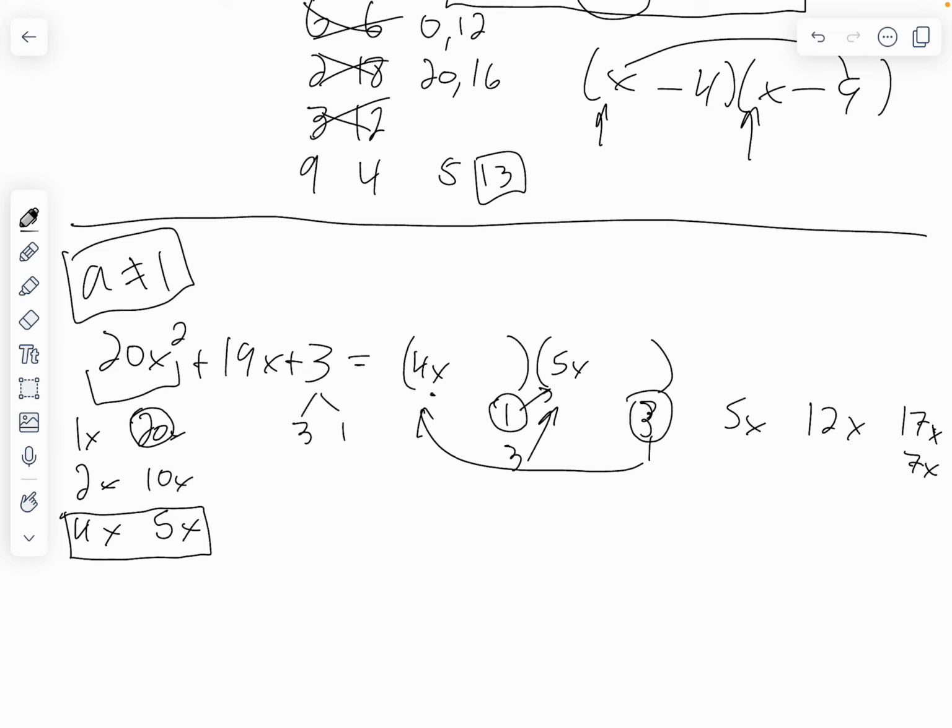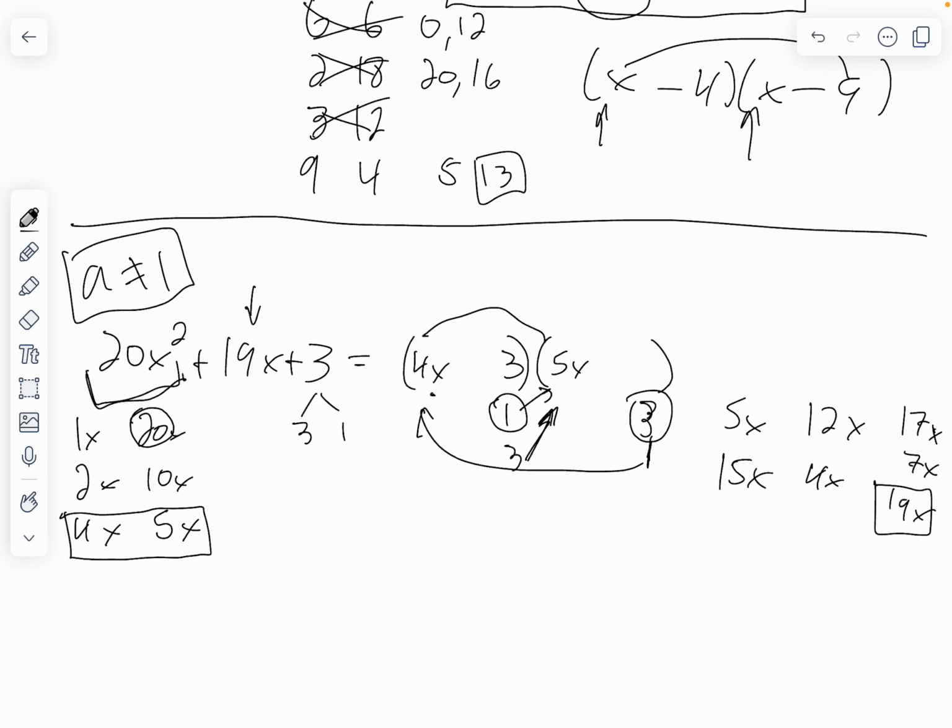I don't want that though. I want 19x when I do the inside and outside terms. The other one gives me a 15x. That's 3 times 5 here. And the 1 times 4 gives me a 4x. Here we have a winner. That'll make 19x, right? I'm just FOILing in my head all the time. 4x times 5x gives me 20x squared.